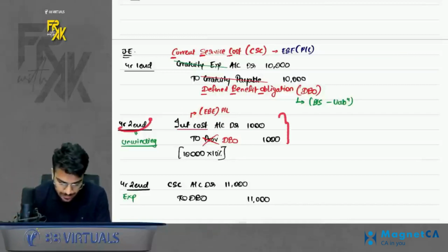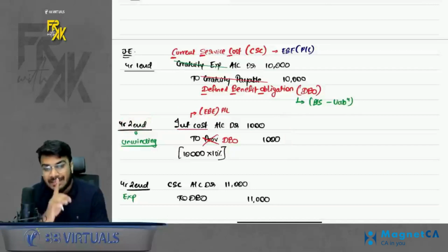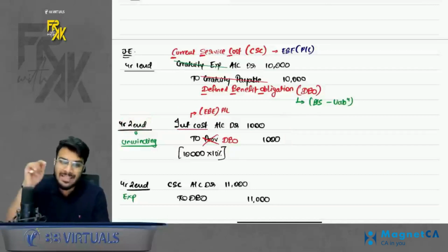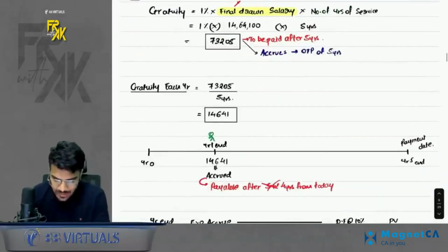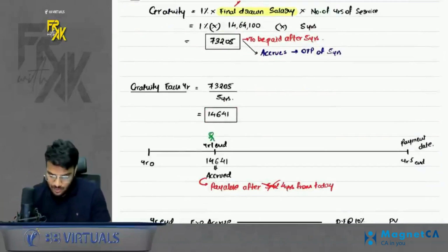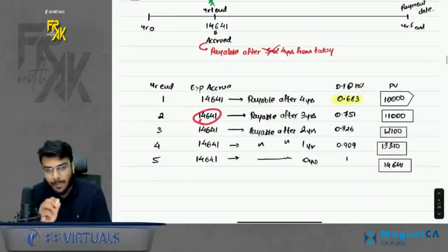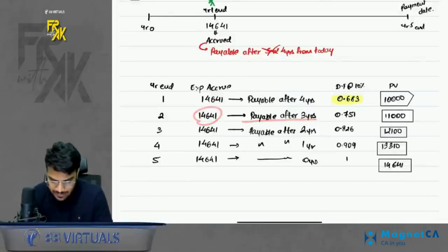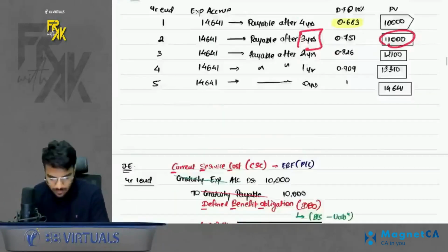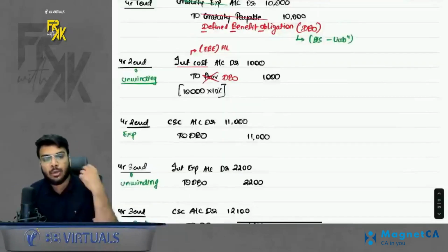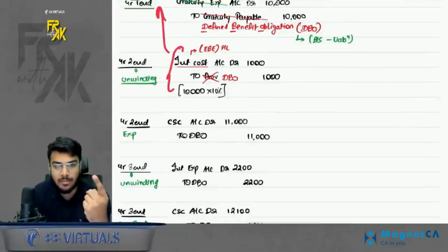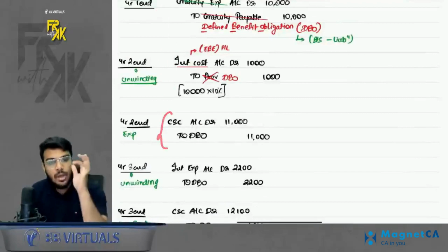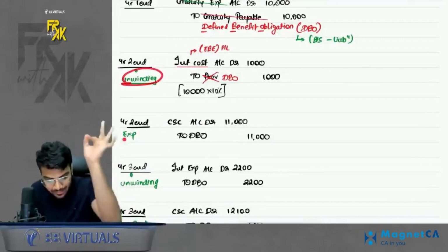Okay. So in the second year we did unwinding. Then in the second year you have to do one more thing, book the expense also. Why? Because this 14,641 we have to book every year. So the second year expense also we have to book now. Again you will book this at present value. If you count from the second year, you have to pay this after 3 years. So book 11,000 now. So in the second year we are doing two things: first unwinding of the first year amount and then booking the second year expense.